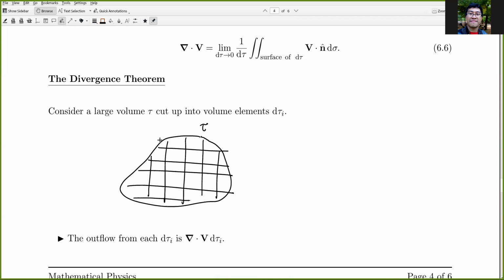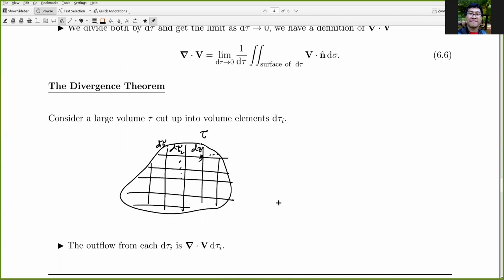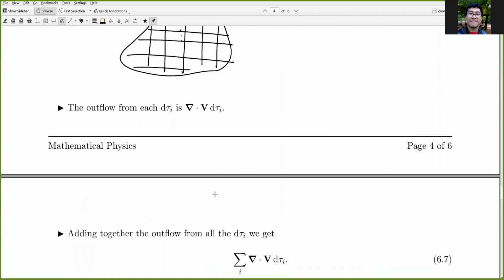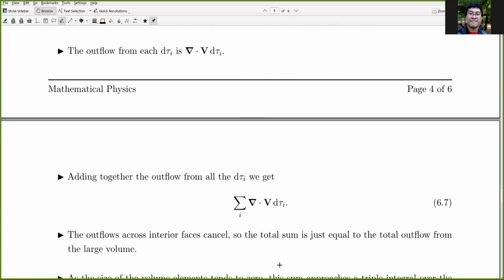And suppose, let's call this one d tau 1. This is d tau 2, d tau 3, and so on. So the outflow for each d tau i is del dot v d tau i. And we add all of them so that we get the net outflow, so it's just the sum of this.